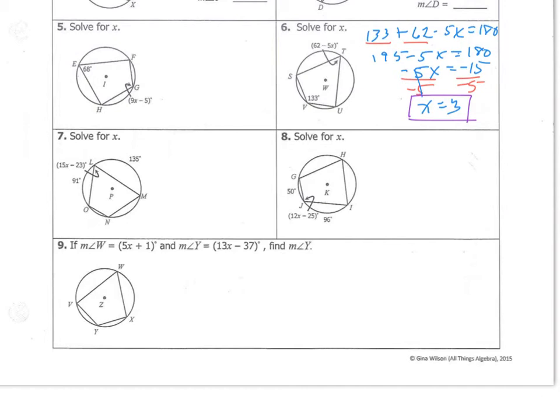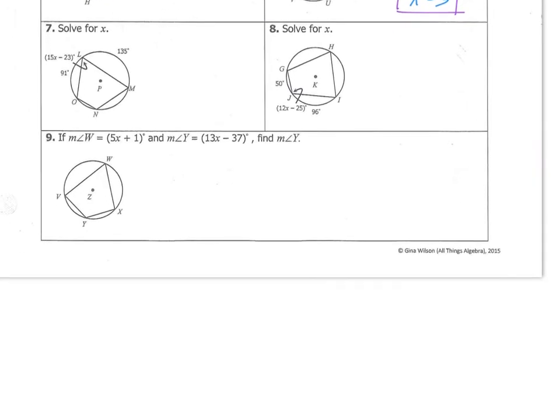All right, so then last one is number 9. On number 9, they give you angle W. So this is angle W right here. And then they give you angle Y. And this is angle Y here. What's your equation to solve? Well, we're finding the measure of angle Y. But what's your equation to solve? What do you know about those two angles? They're supplementary. Right, so they add up to 180.